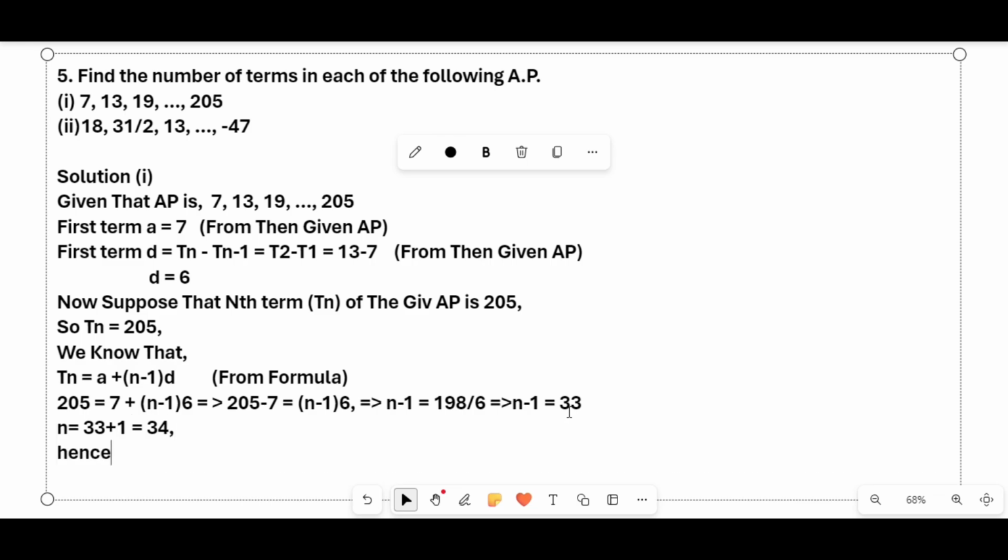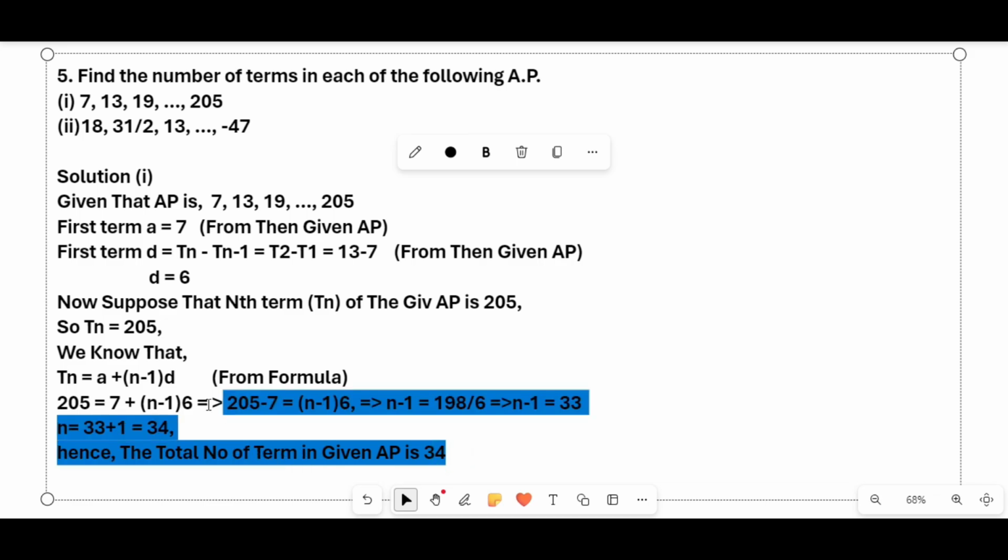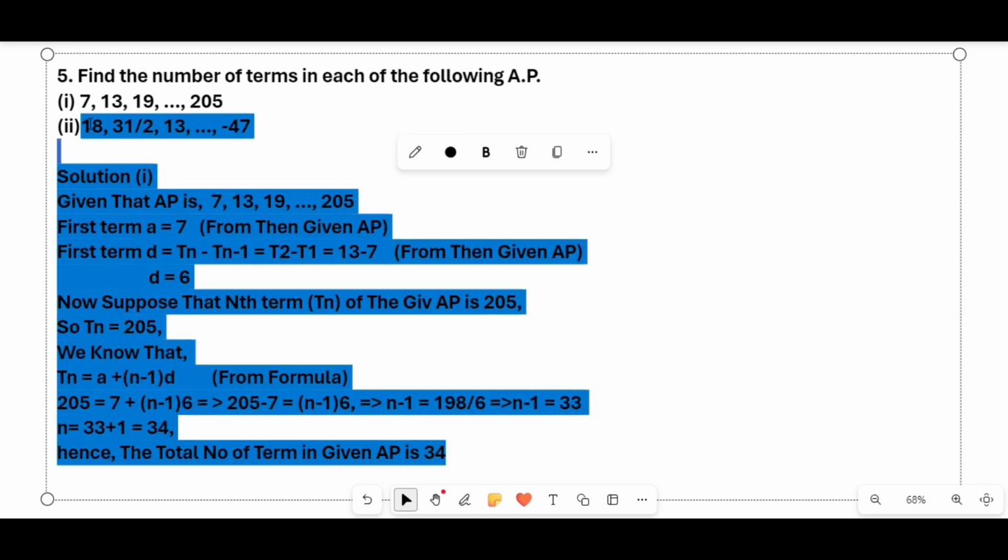Hence the total number of terms in the given AP is 34. So this is our answer of the first part. Okay, so we have completed the first part. Now we proceed for the next part, the second.